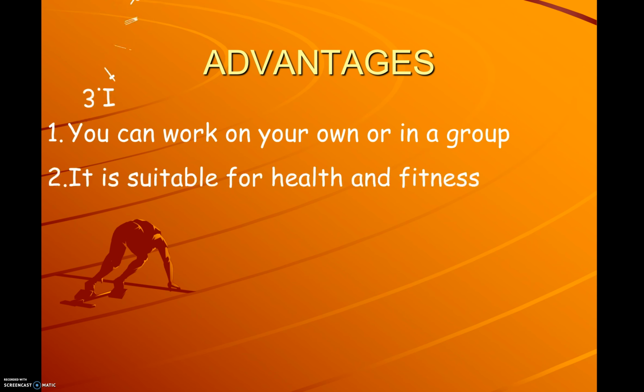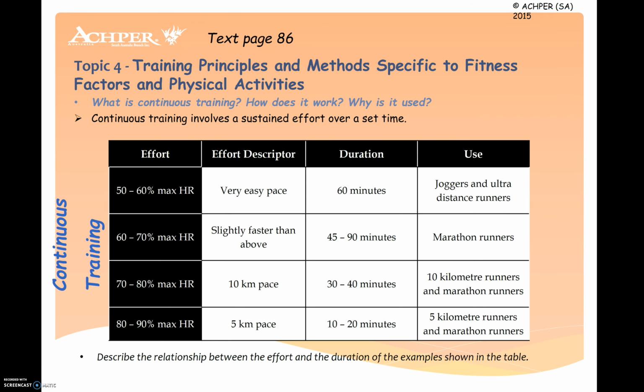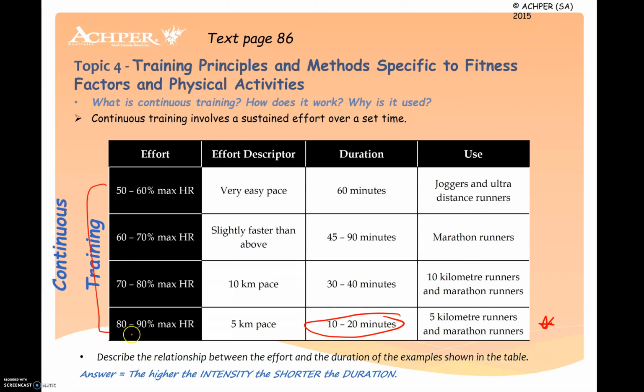It could be running, swimming, walking, or bike riding. The advantages of this: you can work on your own or in a group. It's suitable for health and fitness, and a good way to get started in some sort of training. It improves aerobic fitness. So here, let's look at the types of continuous training. See here, all below our maximum heart rate. You can see this one, obviously the duration has to be limited because of the high intensity nature. But with all these ones, we can have that extended period of time.